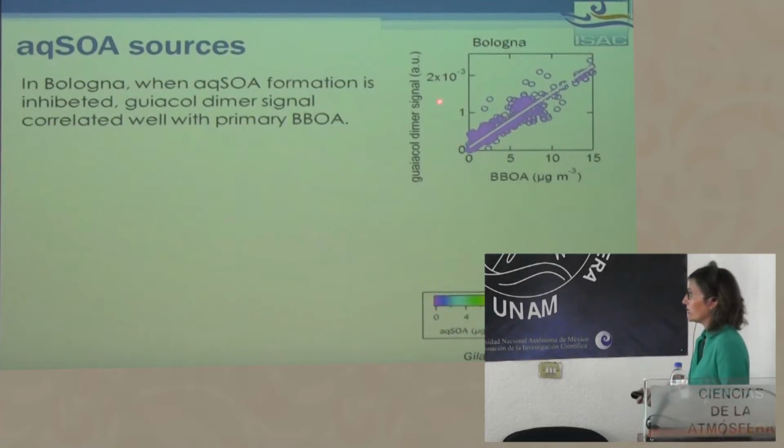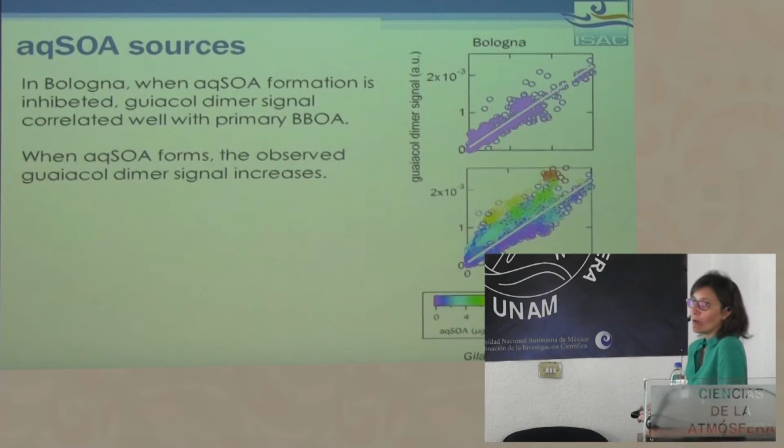This graph shows the guaiacol dimer signal measured with AMS versus the primary biomass burning organic aerosol, again measured with AMS. And markers are color-coded as a function of the aqueous secondary organic aerosol. So here I reported only points corresponding to very low, negligible concentration of aqueous SOA, so when the formation of this SOA was actually inhibited. And you see that there is a good correlation, and the points follow this line, which corresponds to the guaiacol dimer that we expect from primary emission.